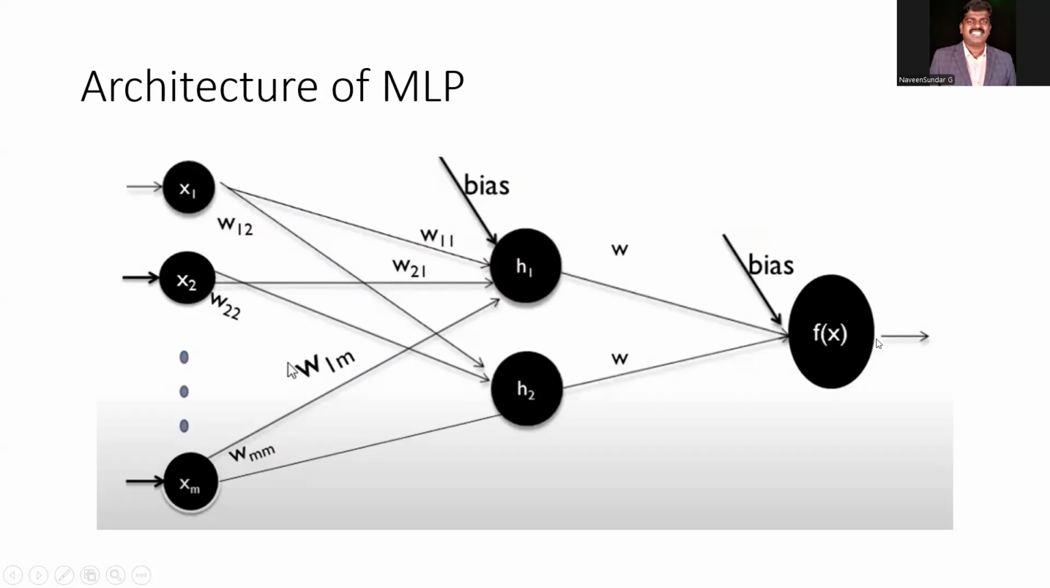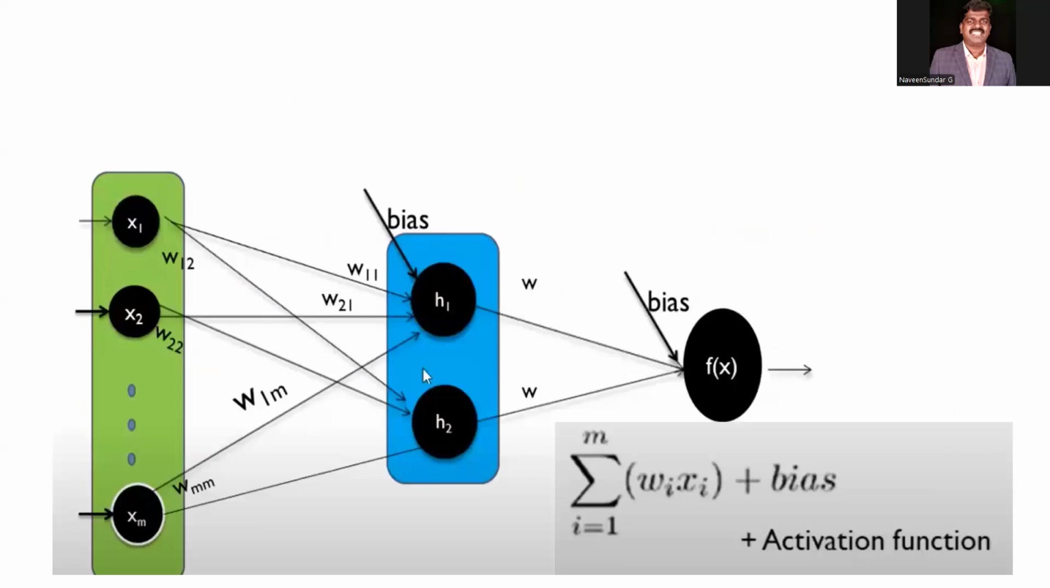In the output layer there is no activation function. The activation function happens only in the hidden layers. This is how the activation function works: each input is multiplied by its weight and added with the bias value. That gives the hidden layers H1 and H2, and then again from here we add the weights and keep on going.